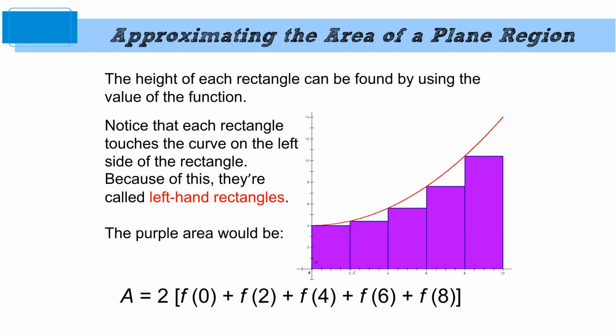Okay, so left-hand rectangles. Now, I changed this a little bit and made it all fancy. Each of those rectangles would be found by doing base times height. Well, if they all have a base of 2, I can factor that out. Then it's just f of 0 plus f of 2 plus f of 4 plus f of 6 plus f of 8. Okay?